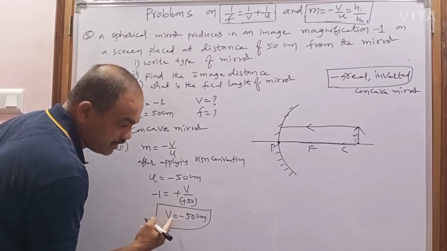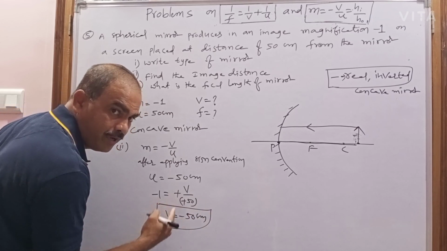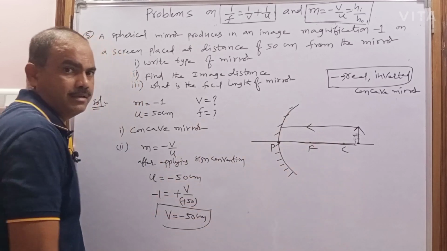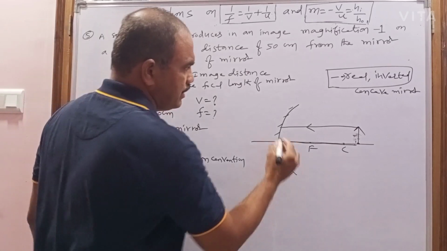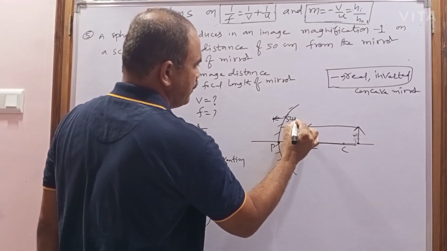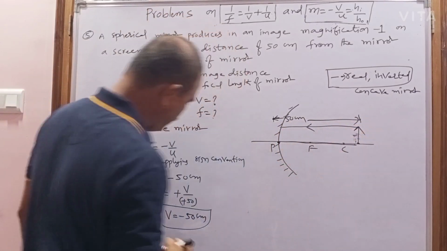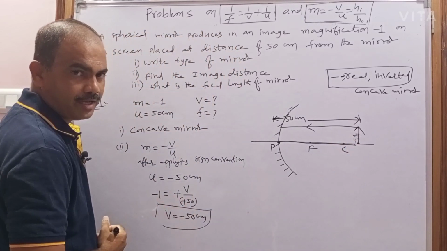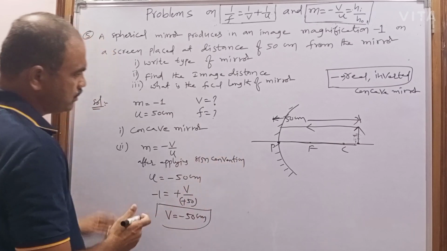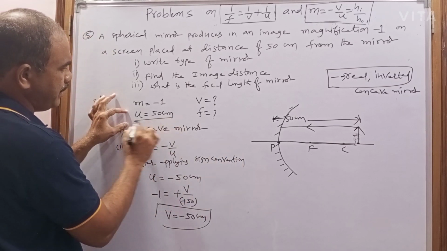Minus means which type of image? It is a real image. Real means what? It is formed in front of the mirror. So where is it formed? At 50 centimeter. And now we are guessing, this is the object distance. What is the object distance? 50 centimeter. Now the image is also formed at 50. Now you can guess where the image is and where the object is. So the object distance is 50 centimeter.